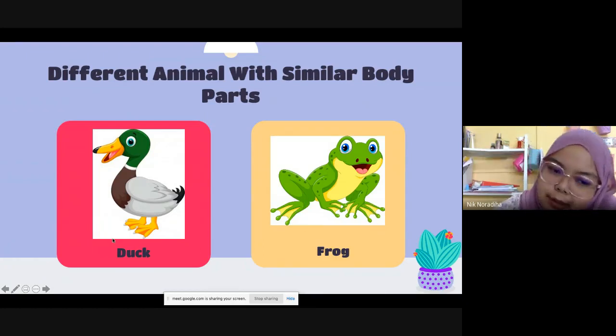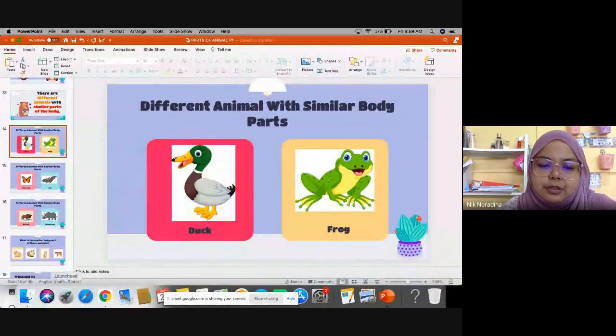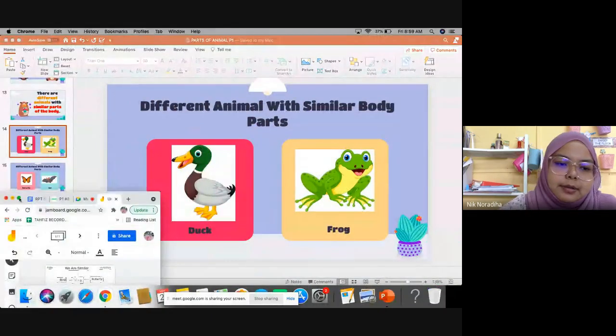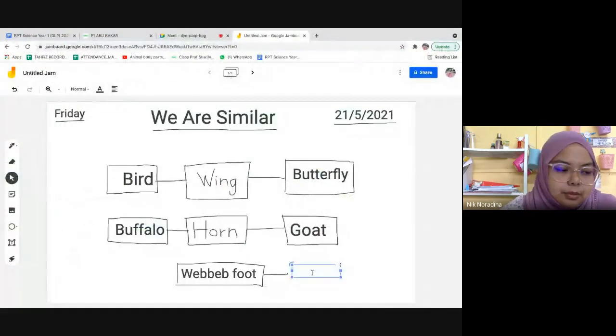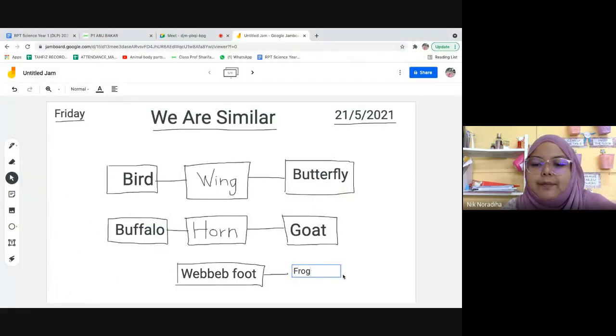Frog and duck have web foot so that it can help them to swim. Okay, frog. Good job, Zikri. Okay. So, frog. F-R-O-G. Frog.